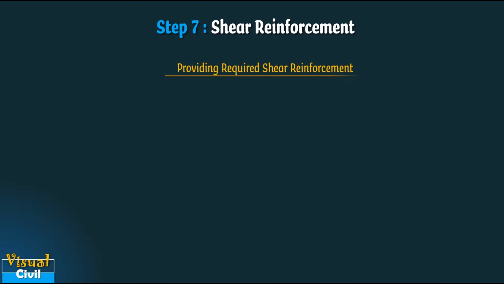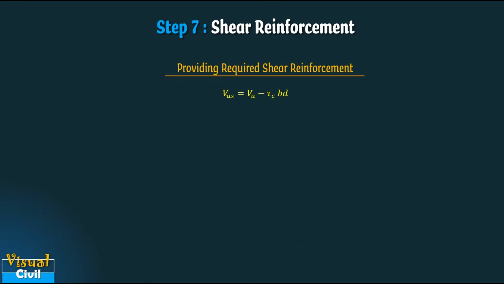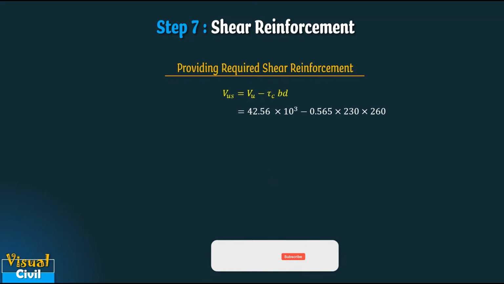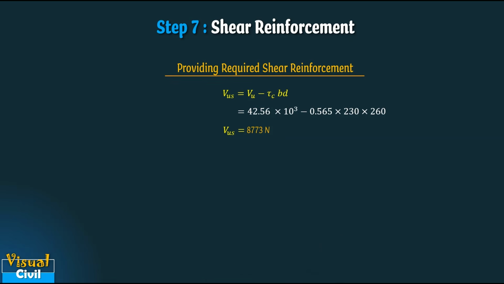As per the clause 26.5.1.6, the shear reinforcement shall be provided to carry a shear equal to Vu minus tau c into B into D. After putting the value of Vu, tau c, B and D, we get the balance shear force for which shear reinforcement is to be designed. The value is 8773 Newton.